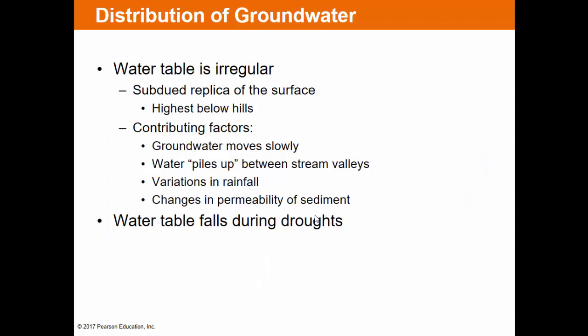As I said, water table is irregular. It's a subdued replica of the surface. It's highest below hills, lowest under valleys. And the reason why is because groundwater moves so slowly. So if it rains on a mountain, that water is going to flow down into the mountain, and it's going to take a while for it to eventually flow down to the water table. So sure, if you have ongoing rain, your water table is going to be high under the hills. Now, if it gets really, really dry for a really, really long period of time, maybe that water table under the hill will begin to settle down closer to the flat water table. But generally, it's a subdued replica of the surface.